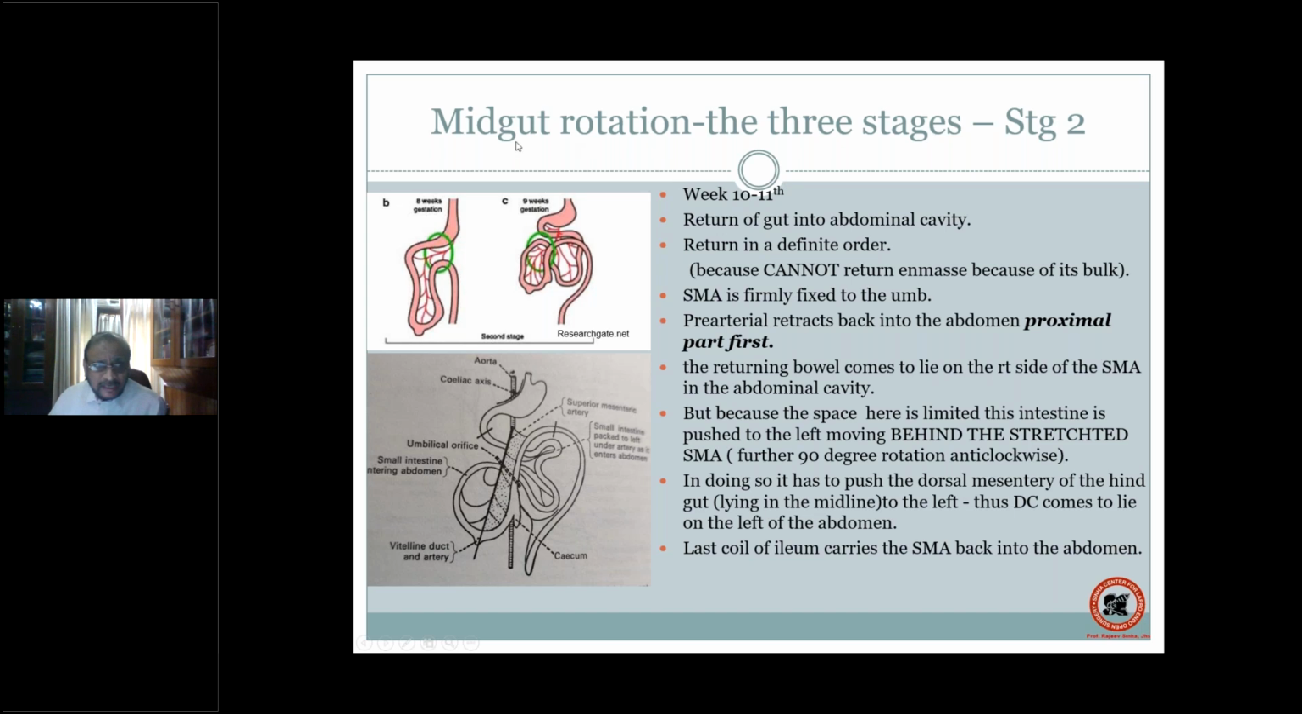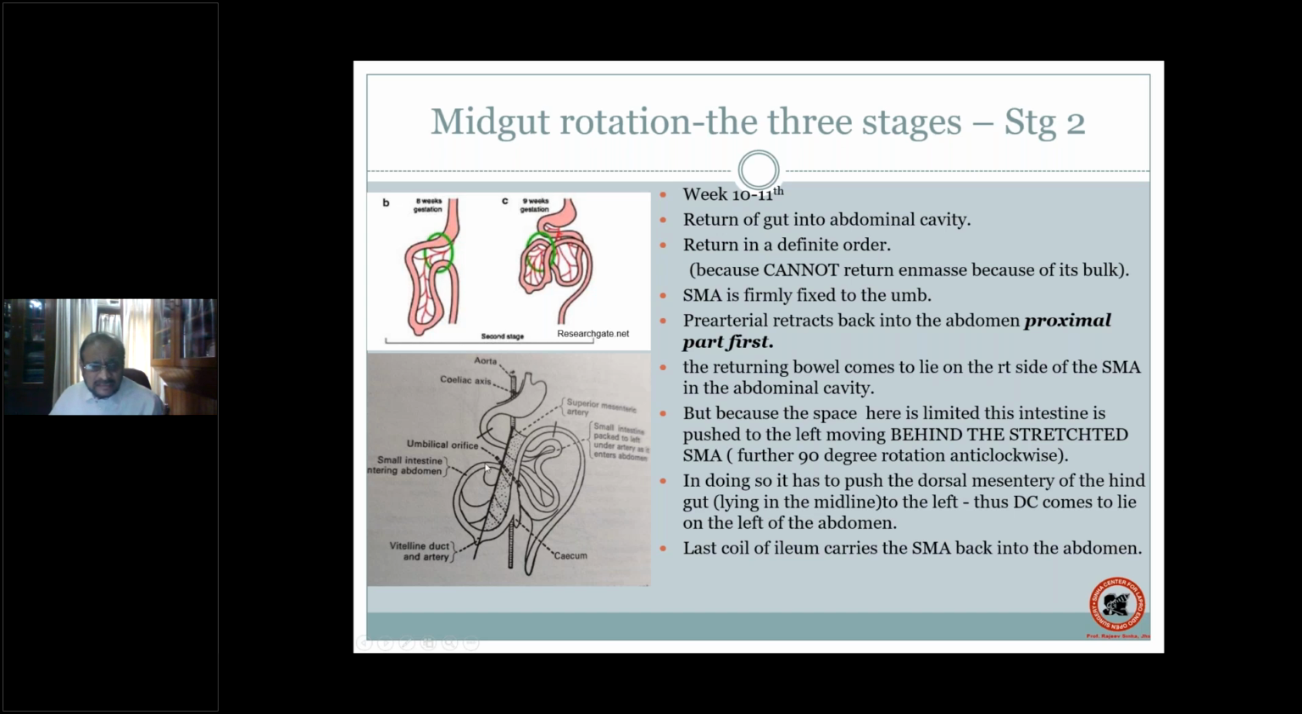And how does it return back? The proximal part comes back first. That means it is going to retract back. The proximal comes back in. Then this one will come in. Then this one will come in. So it is the proximal part which is going to come first back into here.